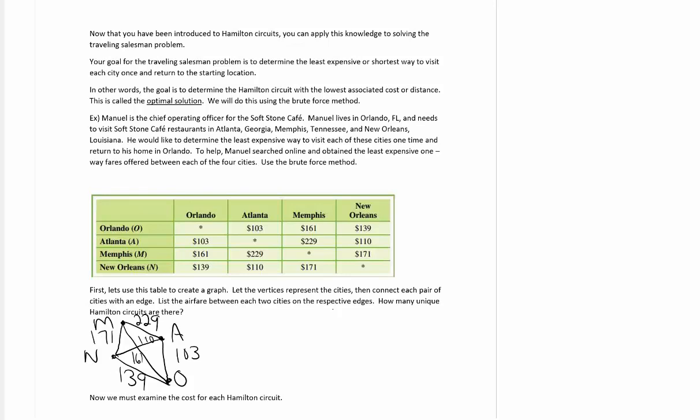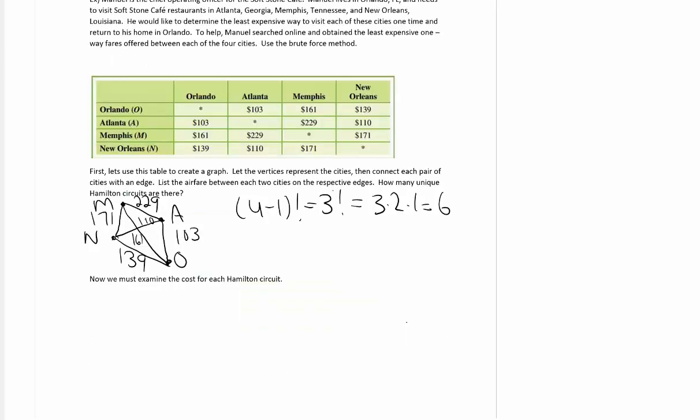All right, so how many unique Hamilton circuits are there? Well, there's 4 vertices, so 4 minus 1 factorial. That's 3 factorial. That's 3 times 2 times 1. So there's 6 unique Hamilton circuits in this example. Now, we must examine the cost for each Hamilton circuit, but before we do that, we need to write out all the Hamilton circuits. So let's do that.